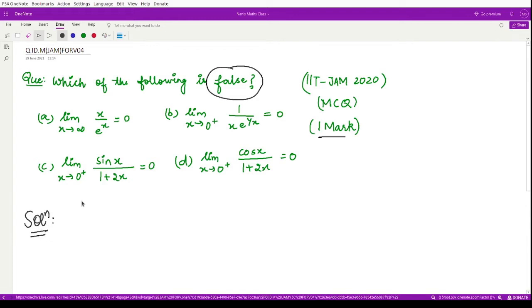So we'll be evaluating the limits one by one. So let's go with option number A. Option A says you are to evaluate the limit as x goes to infinity of x divided by e to the power x, right? And if it does not come out to be equal to 0, then this is the option. So here if you substitute the limit, this is nothing but infinity by infinity form, right? In the numerator you will obtain infinity if you substitute x as infinity, and e to the power infinity is infinity as well. Therefore we'll apply L'Hopital's rule over here.